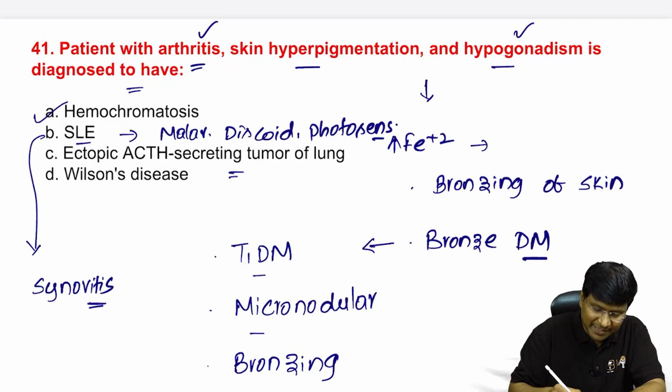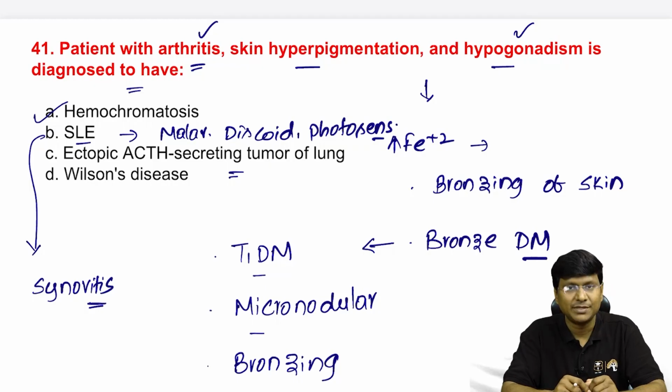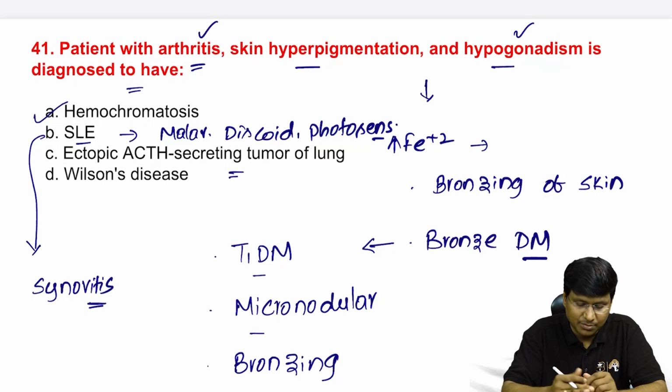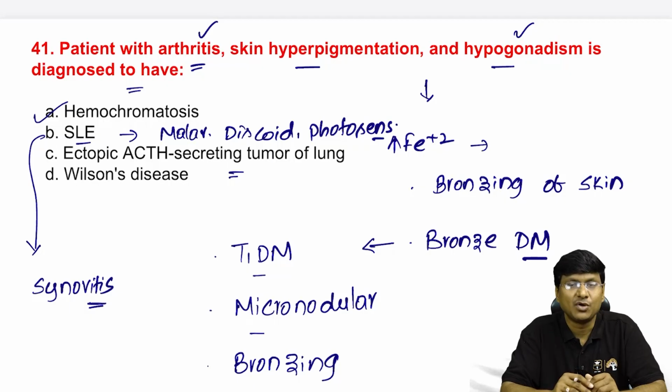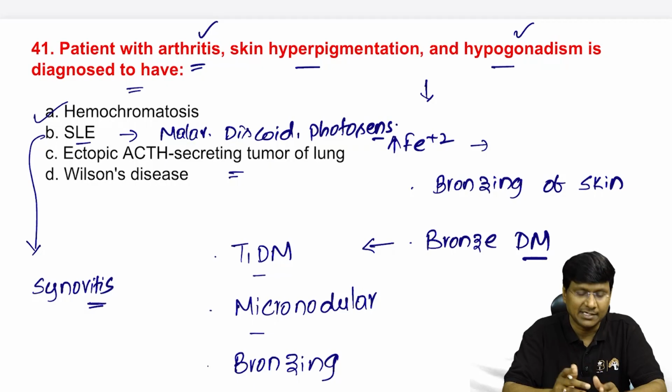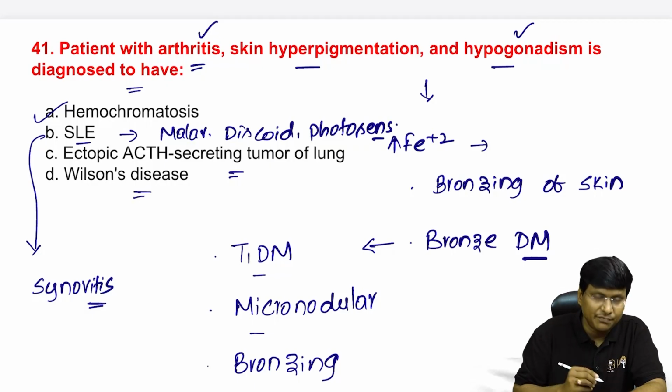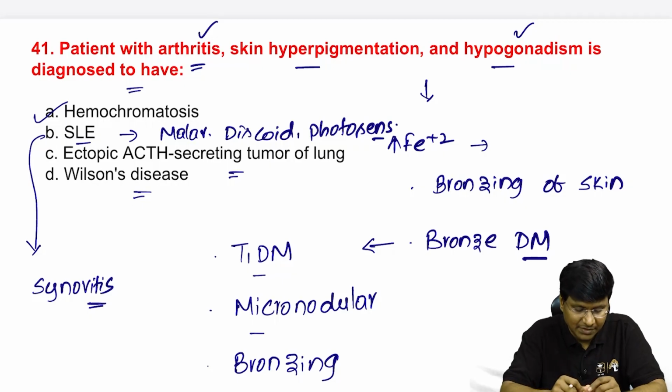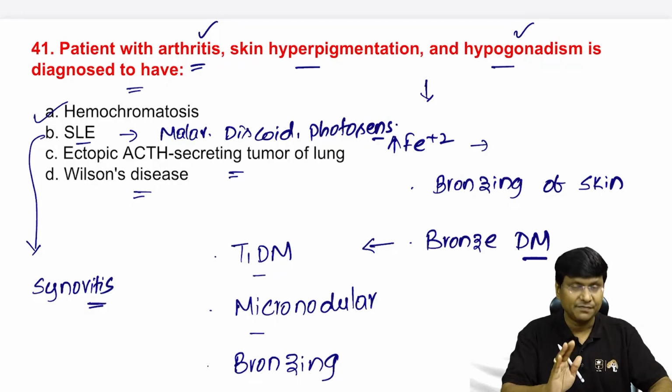Then ectopic ACTH secreting tumor of the lung, that is small cell carcinoma. In small cell carcinoma, you don't have skin hyperpigmentation. What you will have is respiratory manifestations, and these patients will also have hypokalemic metabolic alkalosis. And Wilson's will cause cirrhosis of liver, and that too macronodular cirrhosis, but you don't have arthritis, skin hyperpigmentation or hypogonadism in Wilson's.